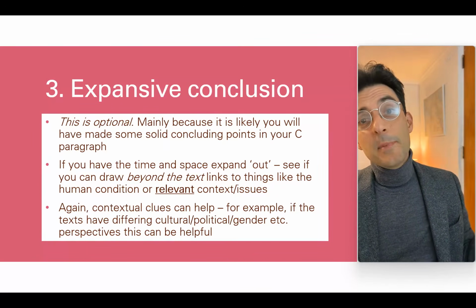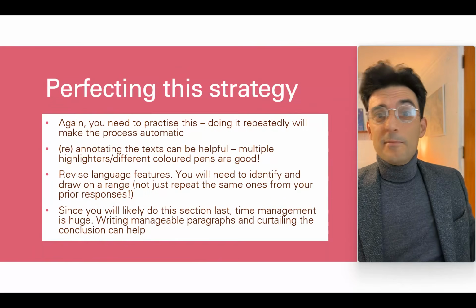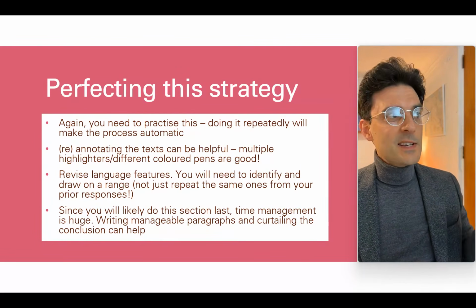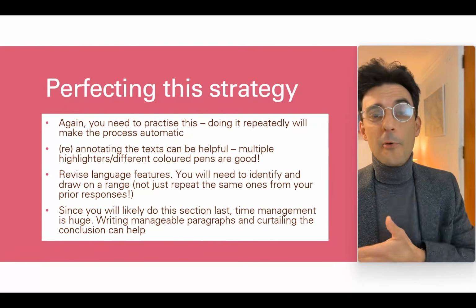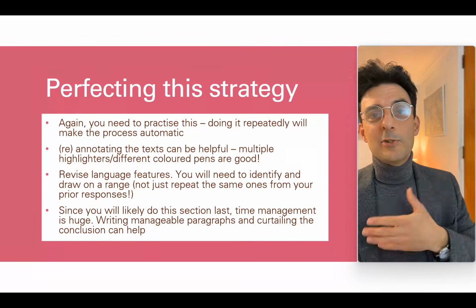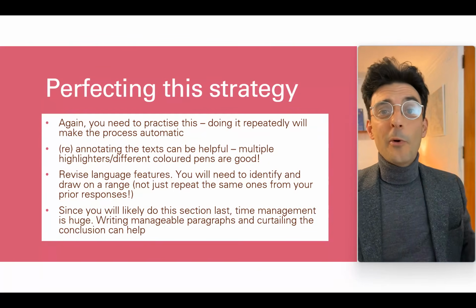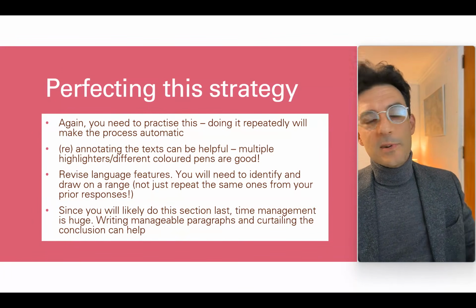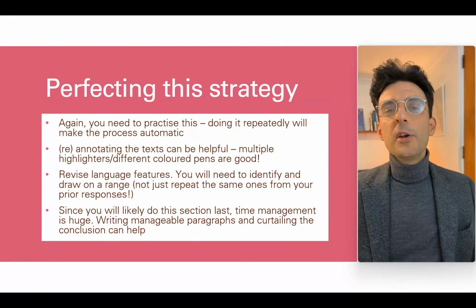Okay, so that's basically my approach. It's as simple as ABC. You just work through text A, text B, you touch on some things that both texts are doing, you systematically write about that in order within your written response, and if you have time, you push out into an expansive conclusion. How are you going to perfect this strategy?